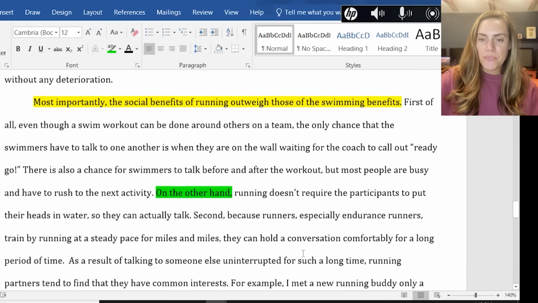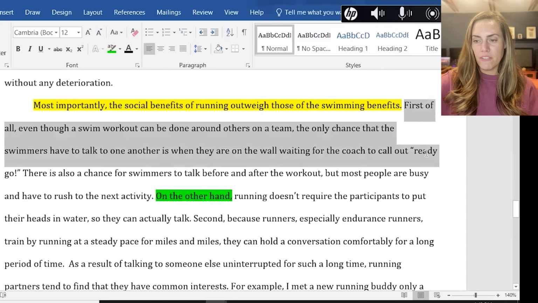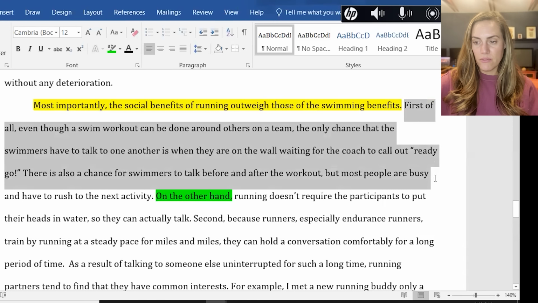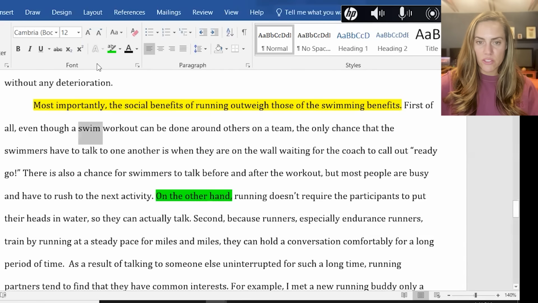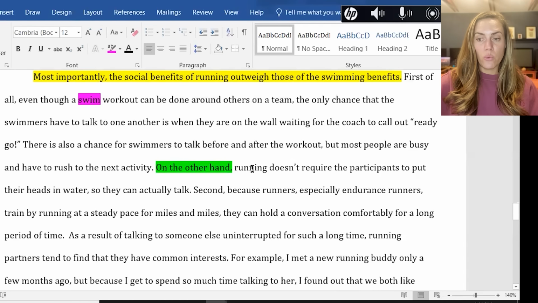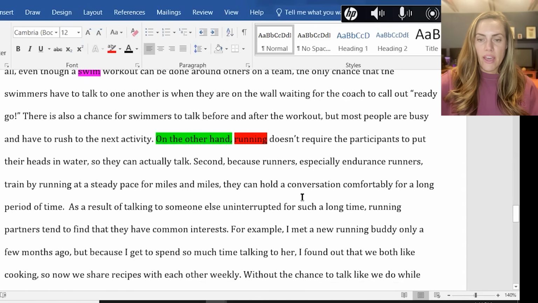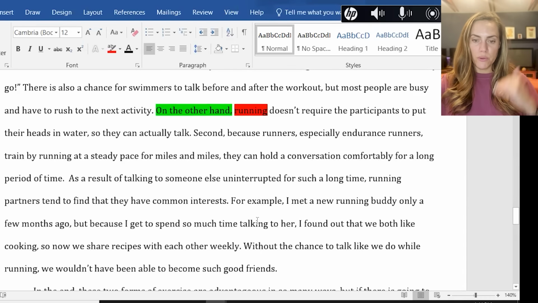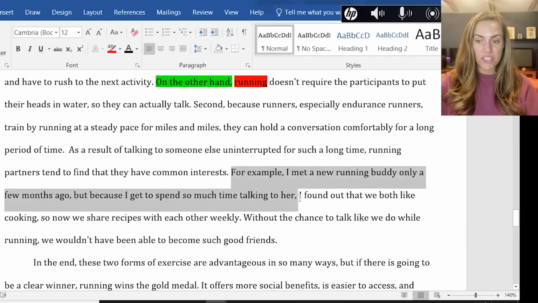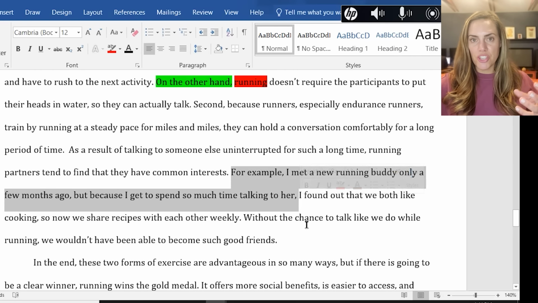Okay, so here, I got the first point, which is just focusing on swimming, swim workouts. Swim workouts, you can't talk. On the other hand, running, make that red, you can talk, okay? And then giving support. And as you can see in this one, I'm actually giving a specific personal first-person experience example to change it up and make it more specific.